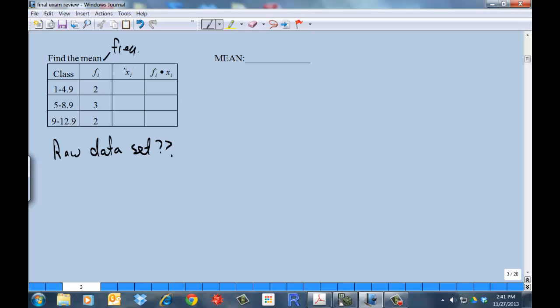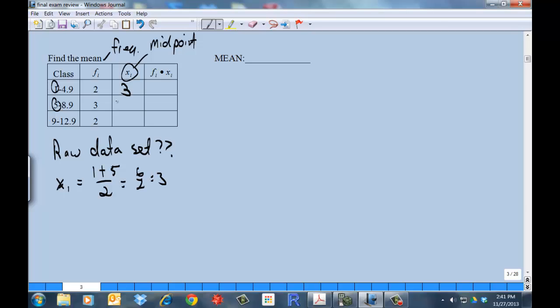So for grouped data, we assume that xi is the midpoint. And to find the midpoint, we're going to take the sum of consecutive lower class limits and divide by 2. So the midpoint of the first class is going to be 1 plus 5 divided by 2. So the midpoint of the first class, I'll denote this as x1, is equal to 1 plus 5 over 2, 6 over 2, or 3.